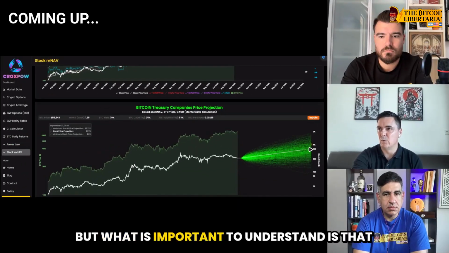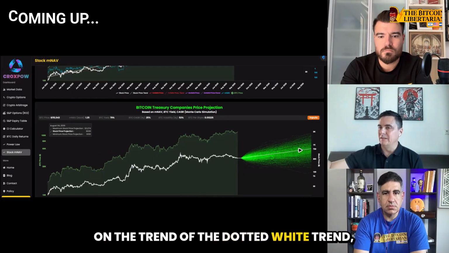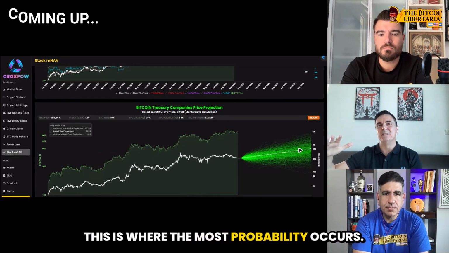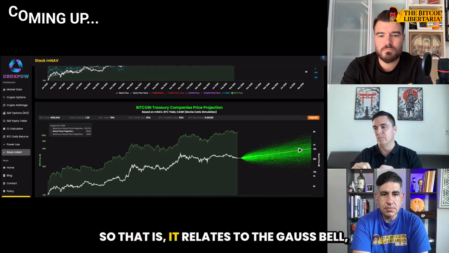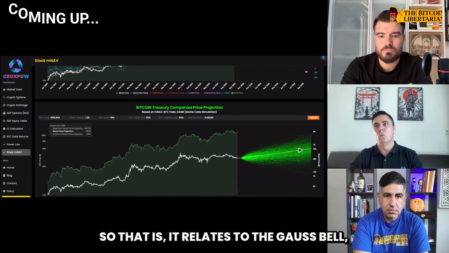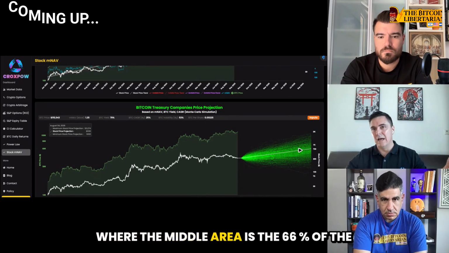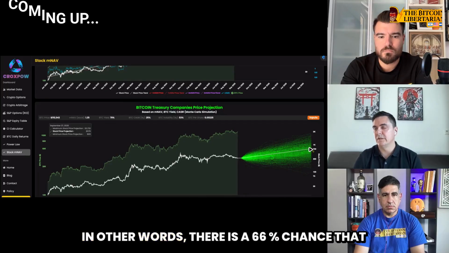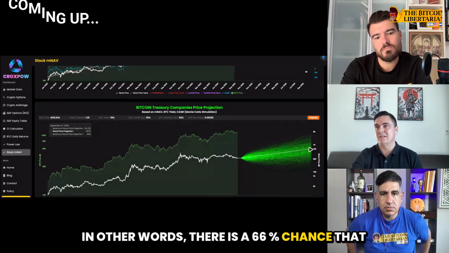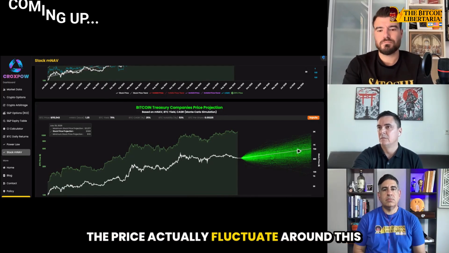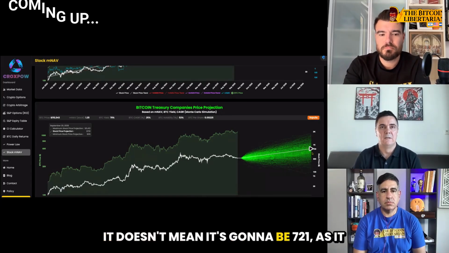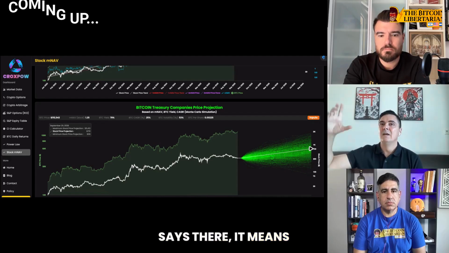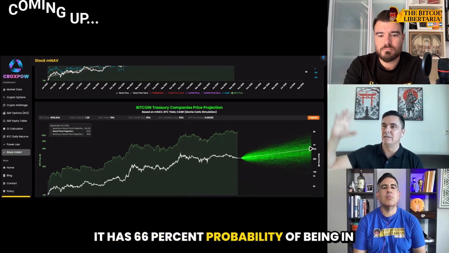But what is important to understand is that on the trend, the dotted white trend, this is where the most probability occurs. That is, it relates to the Gauss bell, where the middle area is 66% of the trend. So that is representing the white line. In other words, there is a 66% chance that the price actually fluctuates around this price. It doesn't mean it's going to be 721 as it says there. It means it has a 66% probability of being in that range.